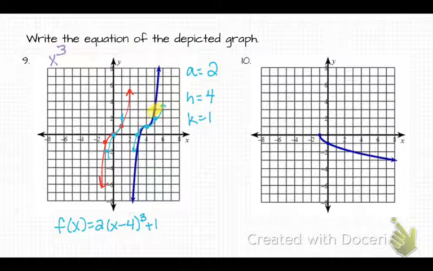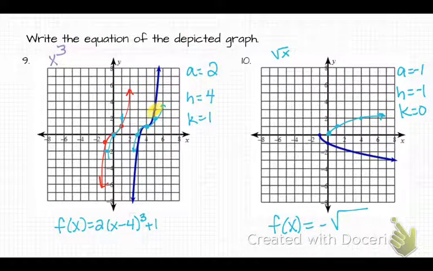Okay, let's finish number 10 real quick. What kind of graph is that? Tell me the name. Square root. Okay. And that normally goes through these points. It is flipped, reflected, which means a is -1. What about h? Did I move left or right? I moved left 1. And then did I move up or down at all? No. So k is 0. So I have f of x equals negative square root of x plus 1.